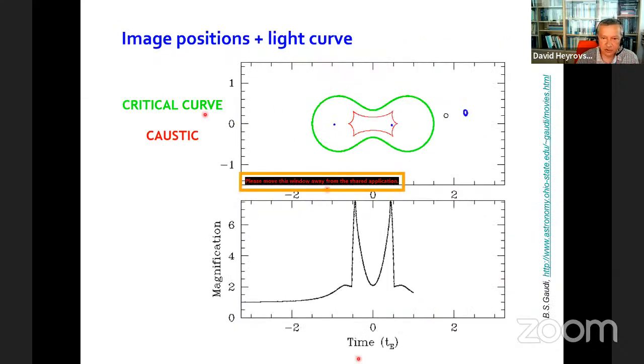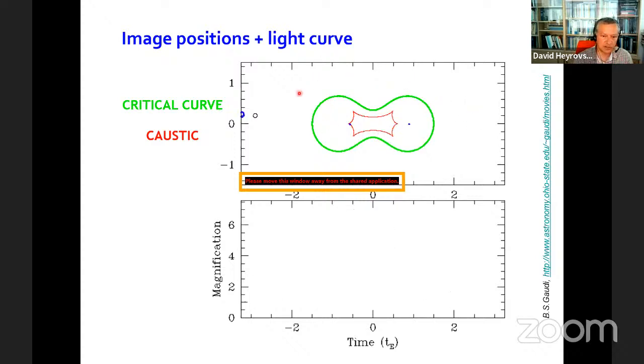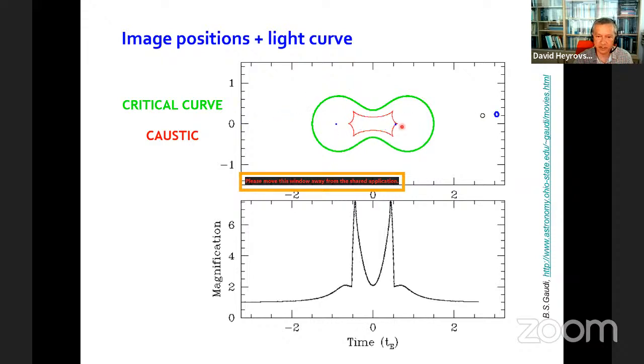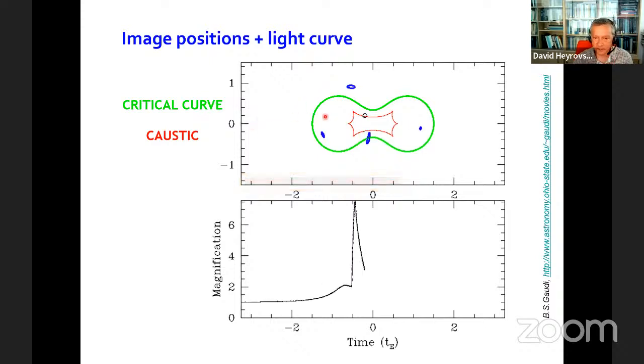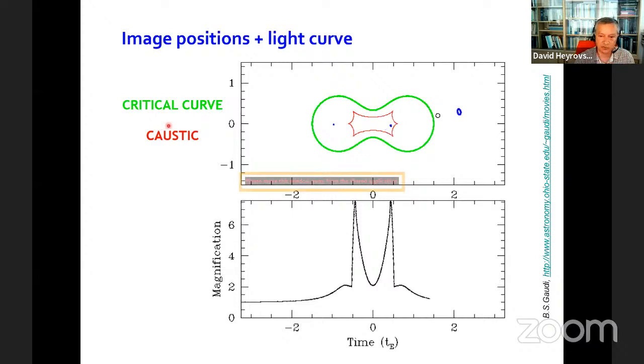And here is a simulation of one simple lens where you have two equal mass objects. One is located here, the other one is located here. And the green thing is the critical curve of this combination. The red thing is the caustic of this combination. And now what is happening here is that this black circle which runs here is a source which passes in the background. And these blue things are the images formed by the lens. And here down is the light curve that you're observing.